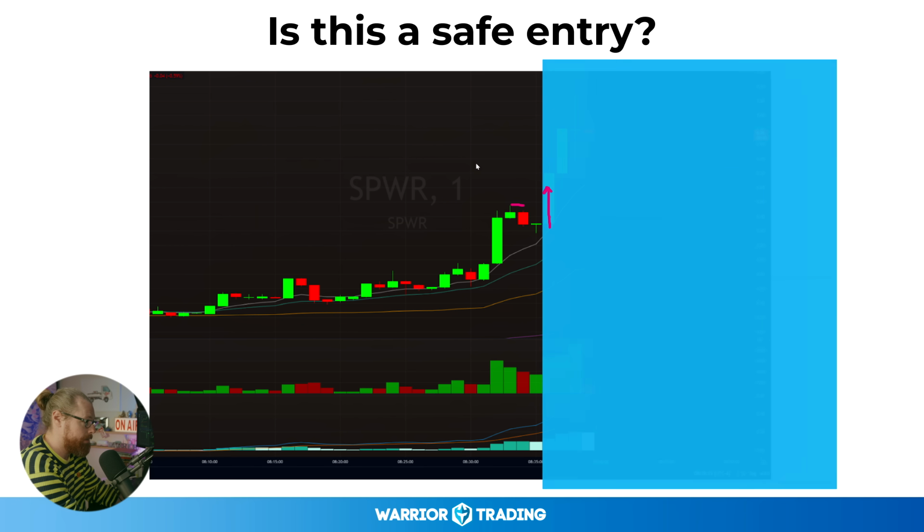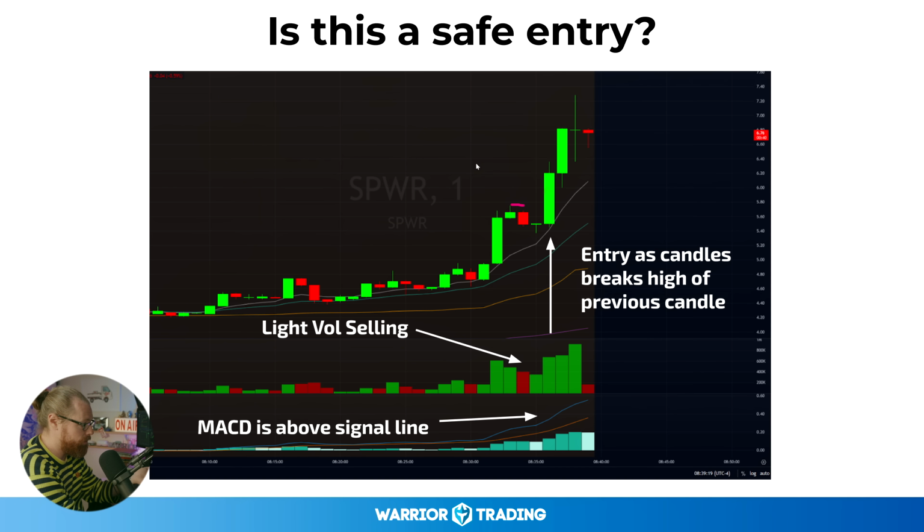So would this have worked? And the answer is yes, it would have worked. We had a nice volume profile. There was more accumulation, more buying than there was selling. The MACD was positive, and this entry would have worked very nicely.